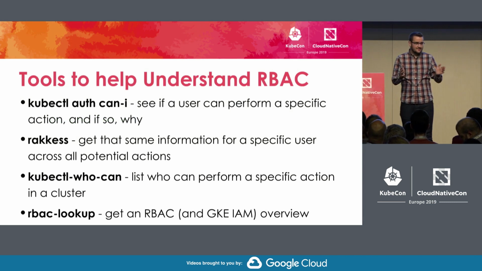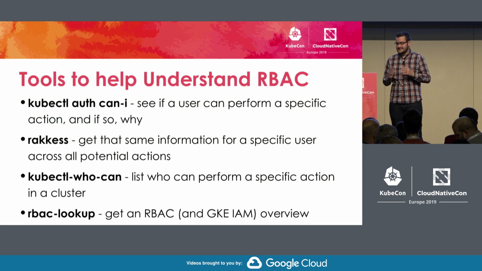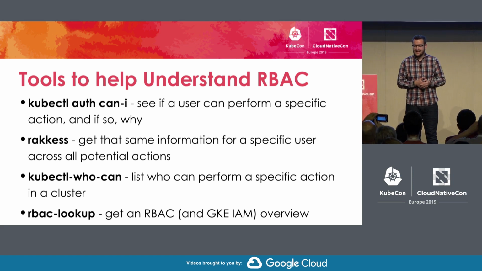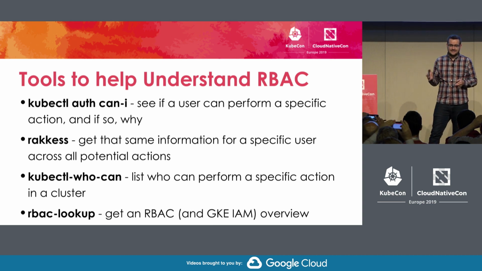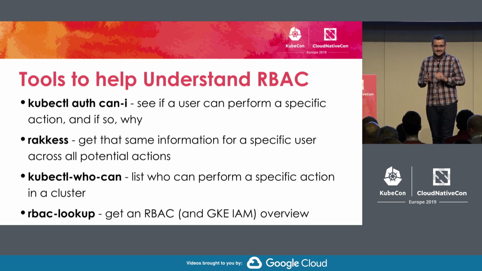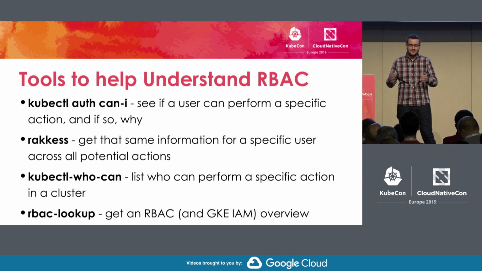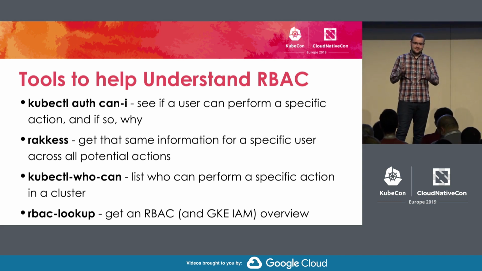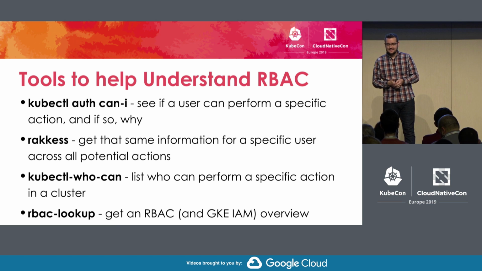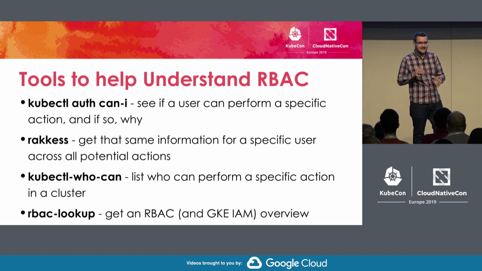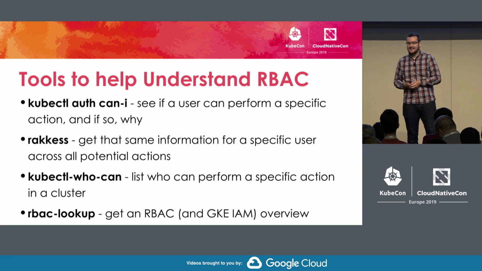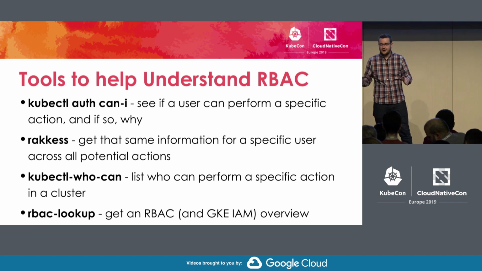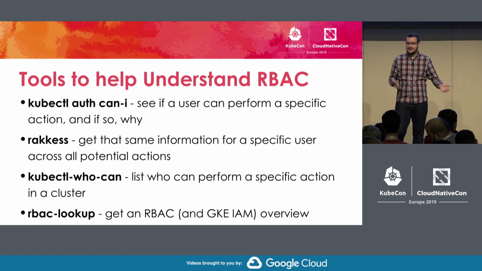All right, so summary of those tools. kubectl auth can-i is included by default with kubectl. It's amazing. It allows you to see if a user can perform a specific action, and if so, you can dig a little bit deeper and ask why. Rakkess supercharges that, runs that same API call a whole bunch of times for you, and gets that same information and presents it with those nice green check marks and red X's in an access matrix. kubectl who-can flips the question around entirely and answers who can perform a certain action in my cluster. And finally, RBAC lookup allows you to get an overview of RBAC, and if you're on GKE, IAM overview.